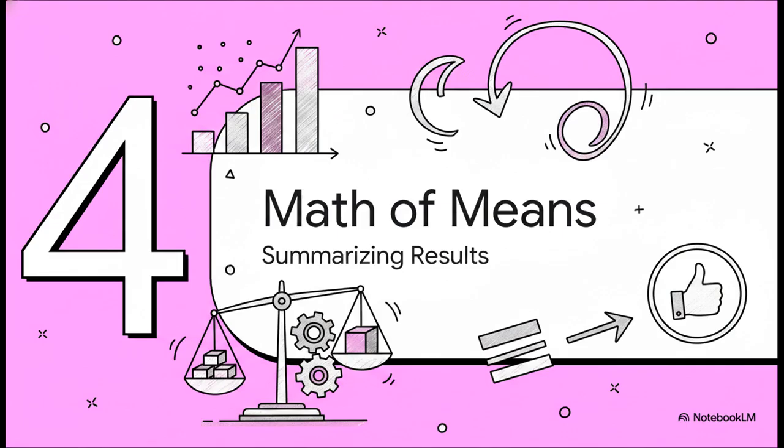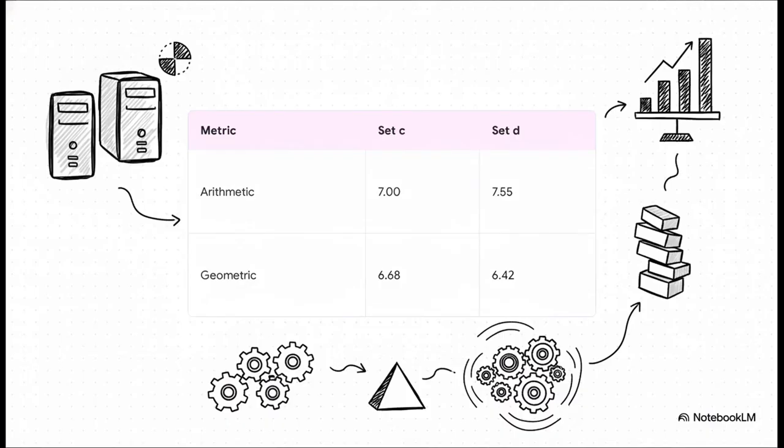Section 4, the math of means, and how we go about summarizing our results. Because now we need to shift from theoretical laws to how we actually calculate test results fairly across completely different systems. So, the crucial point here is how important it is to choose the right mathematical mean.